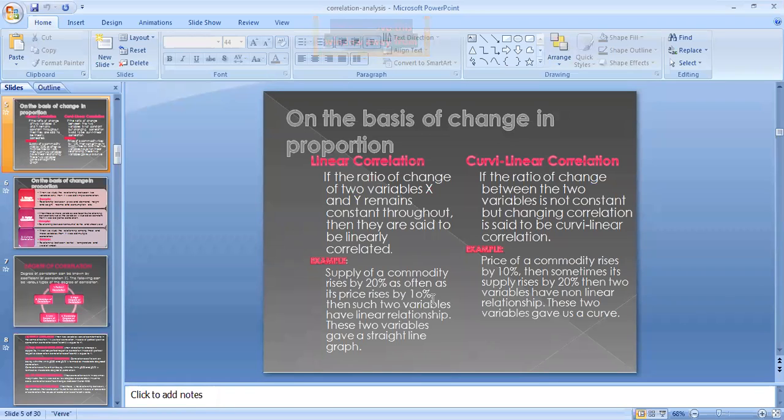You can use this example for these types of correlation. Supply of a commodity rises by 20% as often as its price rises by 10%. Then such two variables have a linear relationship, and give a straight line graph. But if the price of a commodity rises by 10% and sometimes its supply rises by 20%, then the two variables have a nonlinear relationship in this example.